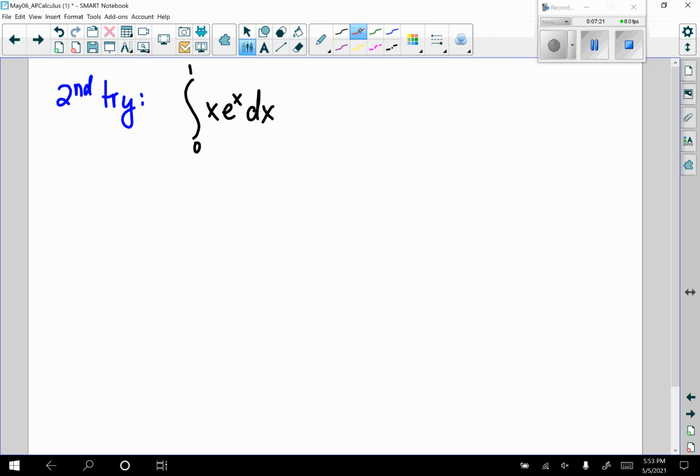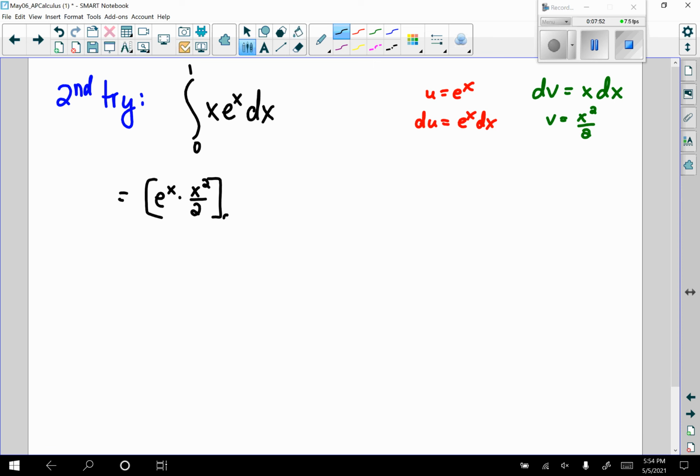Now what if you tried this switched? So let's say we let u equal e to the x and dv would equal x dx. Let's see how this would look. So du becomes e to the x dx, and then v becomes the antiderivative here, x squared over 2. And that's a little more complicated because if we were to write this out, we would have u times v, so we would have e to the x times x squared over 2 from 0 to 1, minus the integral of v, so we have x squared over 2 times e to the x dx, and that's just not nice.